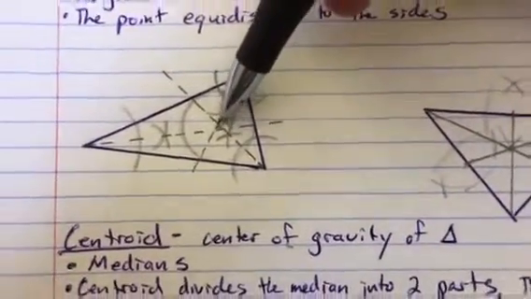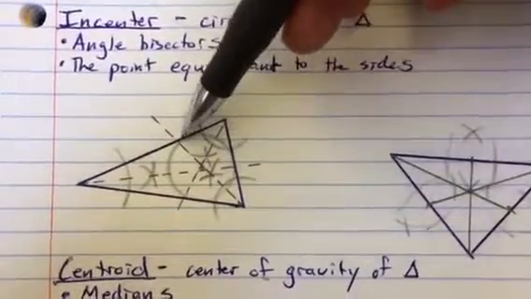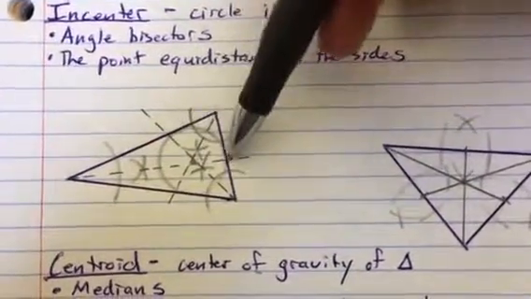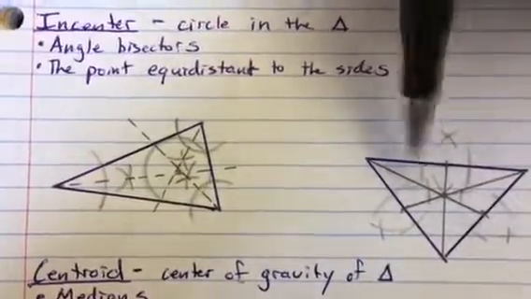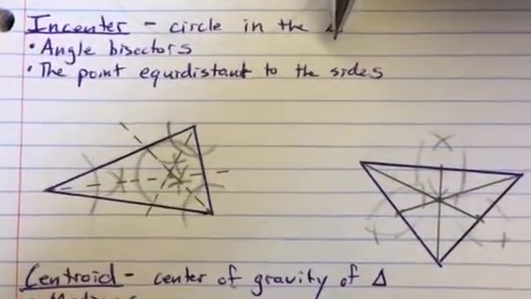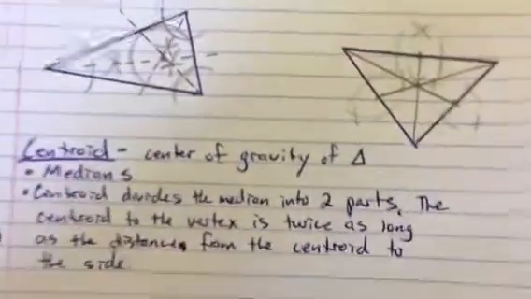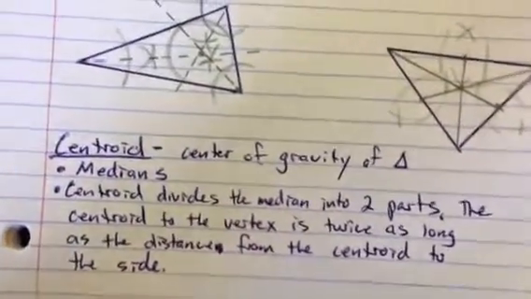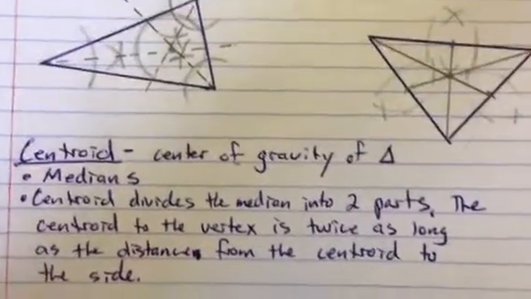So this point here, the incenter, is equidistant to the three sides, right? The point is equidistant to the sides, angle bisectors, it's a circle in the triangle. Okay, last one is your centroid. Centroid's your center of gravity for the triangle, all right?